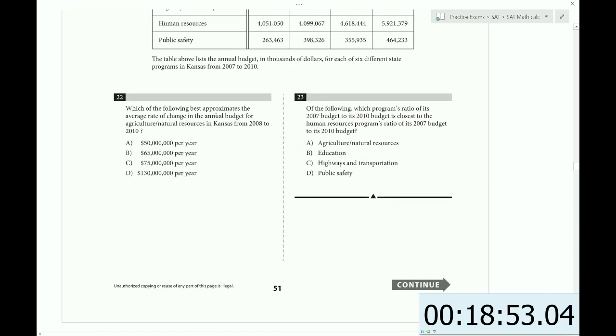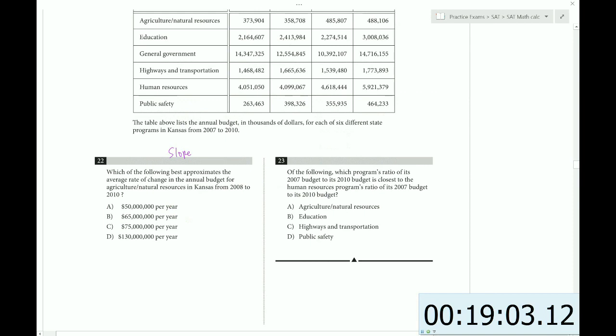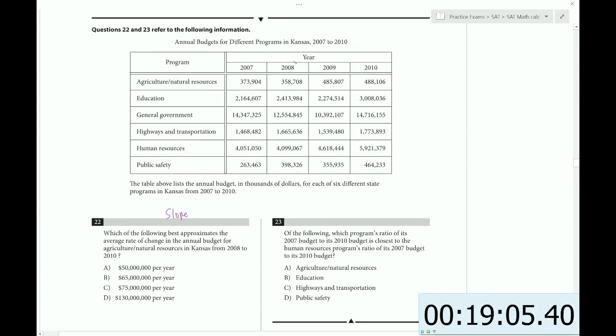Okay, which of the following best approximates the average rate of change, fancy word for slope, in the annual budget for agricultural natural resources in Kansas from 2008 to 2010? Okay, so from 2008 to 2010, we're looking in this range, and we're looking at agriculture natural resources. So we're looking at these numbers here. We want to know the average rate of change, which is also known as the slope.